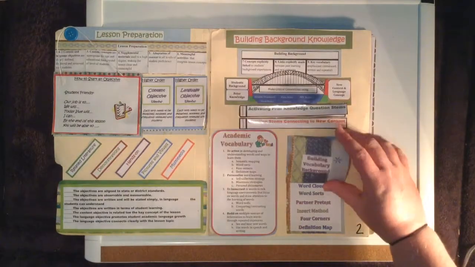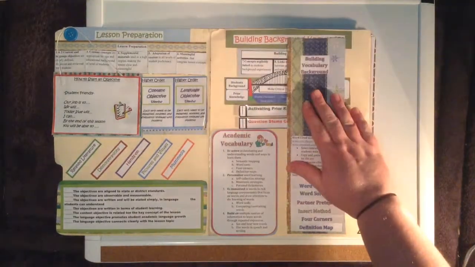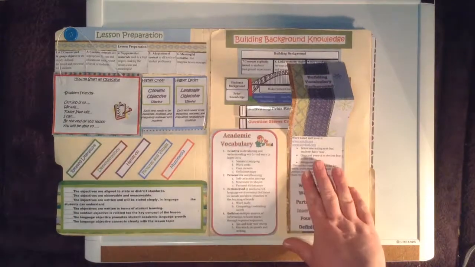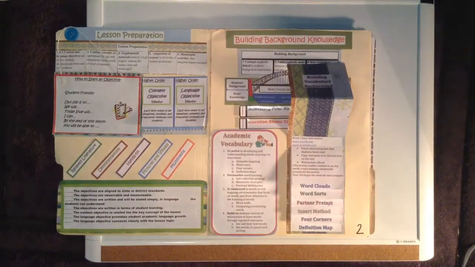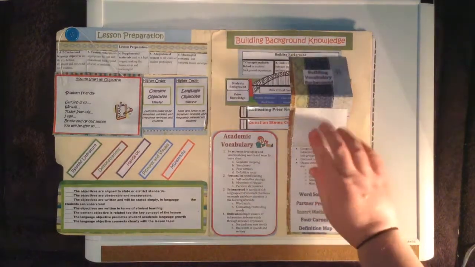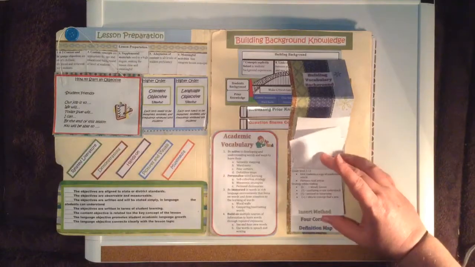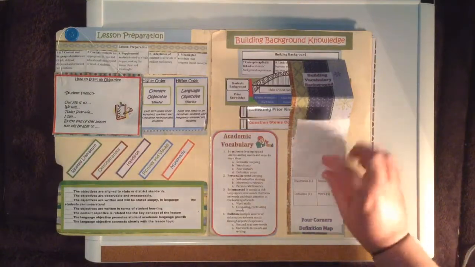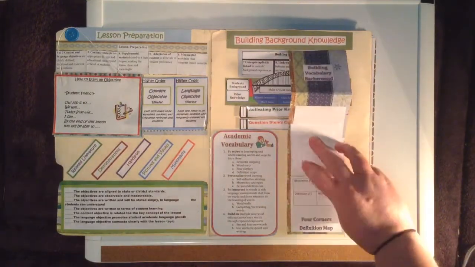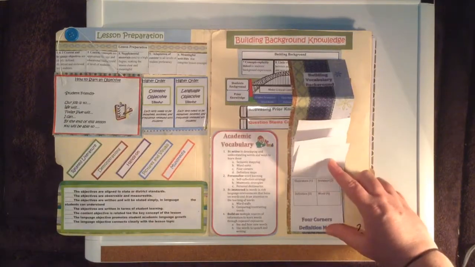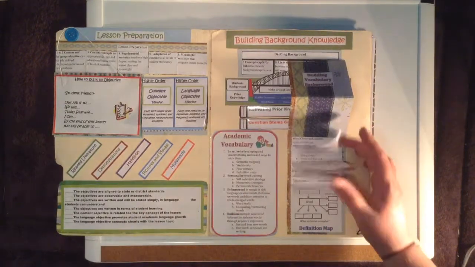So for building vocabulary background, there are a few different things. I love word clouds. I've actually used word clouds quite often in the past. I think they're amazing. You can do word sorts, partner pretest, insert method, 4 corners. I've actually used 4 corners with my students before as well. They loved it. And definition maps.